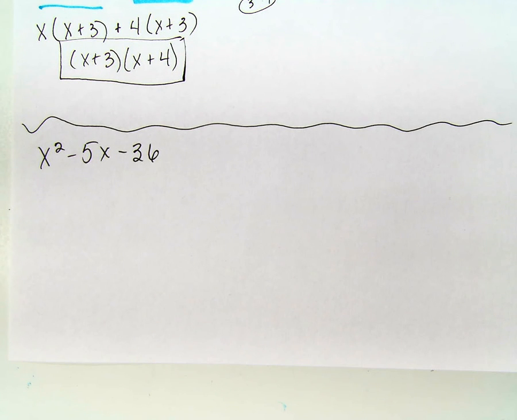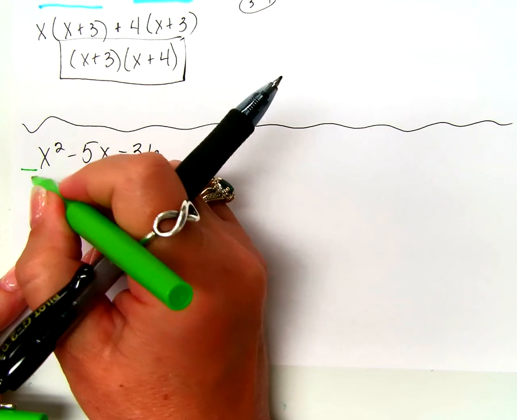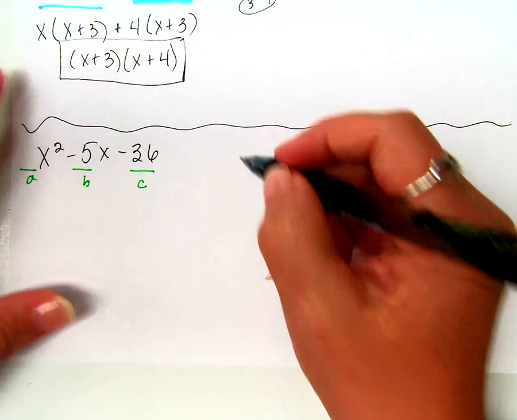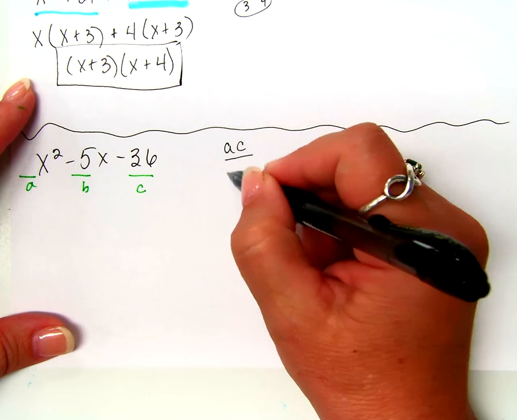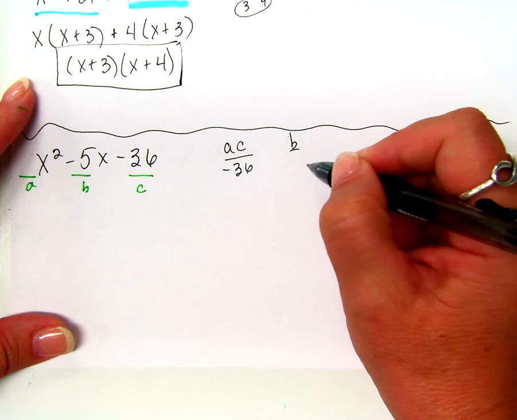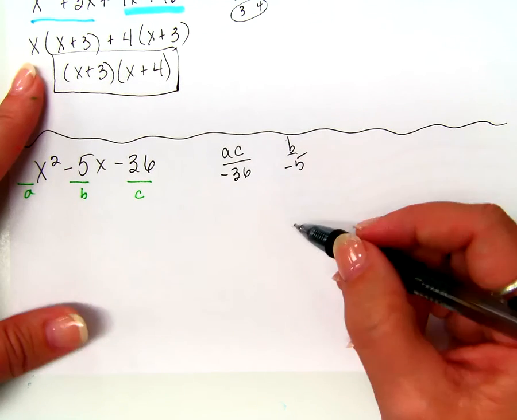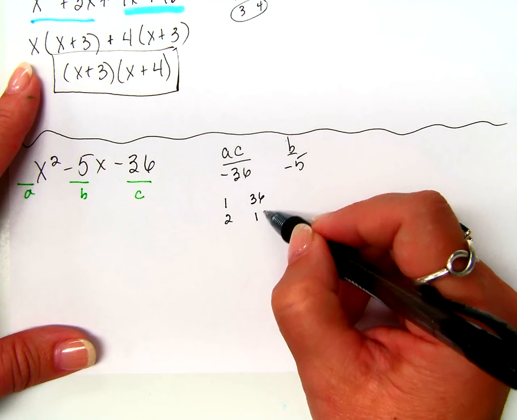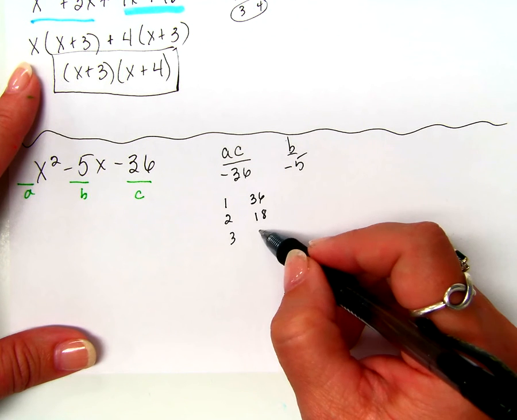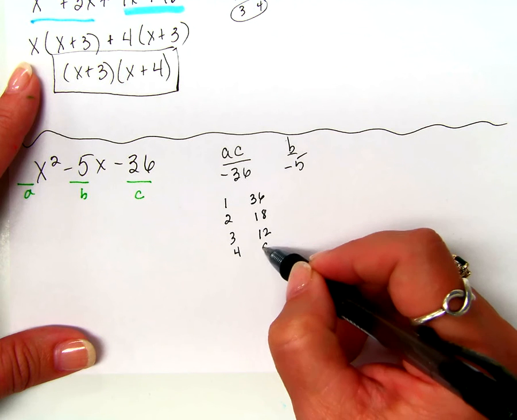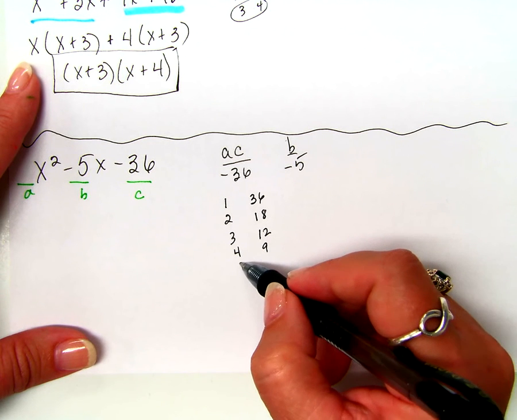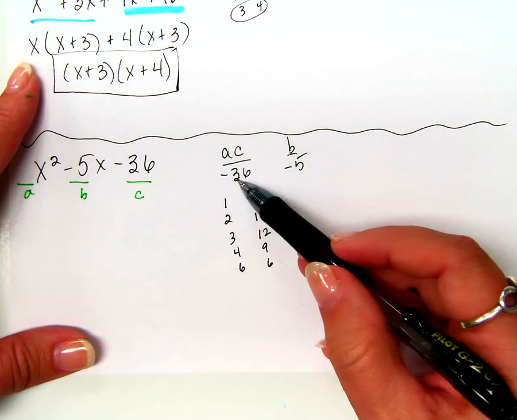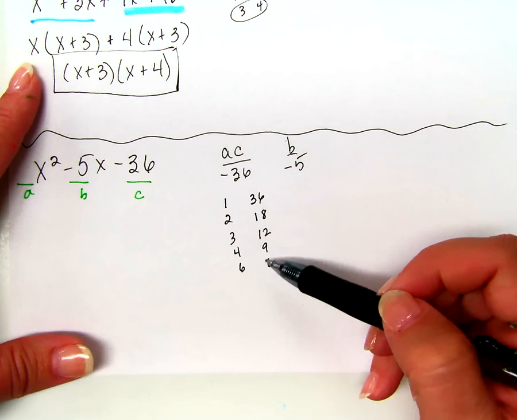Let's do this one. What do we do first? A, B, C. What's AC? Negative 36. What's B? Negative 5. So what are the things that multiply to be 36? 1 and 36. 2 and 18. 3 and 12. 4 and 9. 6 and 6. Wait. Do these multiply to be negative 36? No, why didn't I write the signs then?